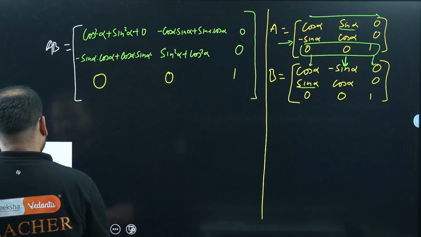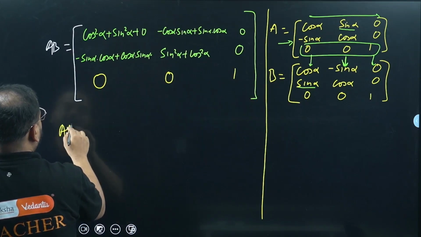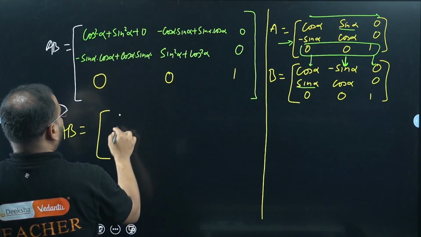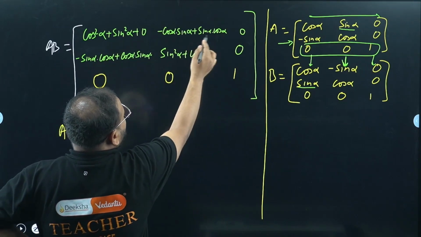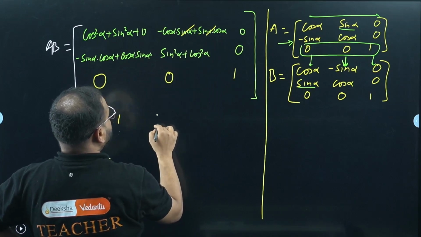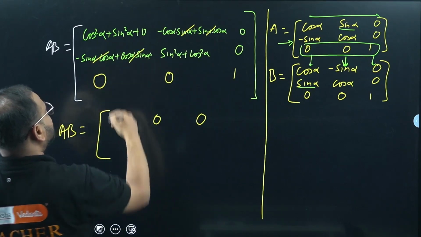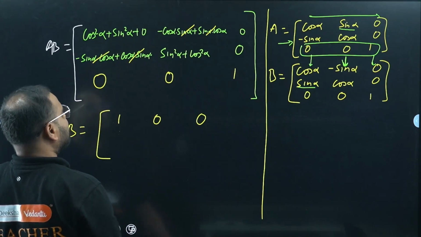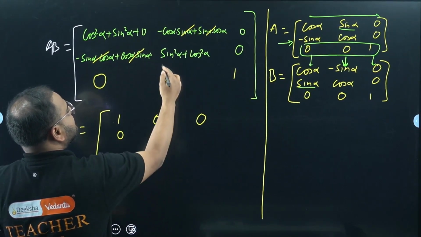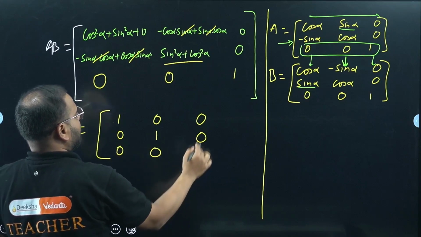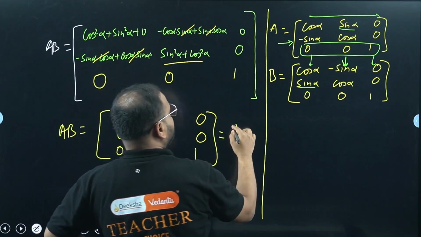Now let's check what I'm getting AB as. My AB is coming as cos square plus sin square, 1, minus cos sin plus sin cos. How much is that? 0. This is again cancelling each other. So minus sin cos, cos sin, this is 0. This is 1. Identity, 0. What is this? 0, 0, 1. Isn't it equal to I3?